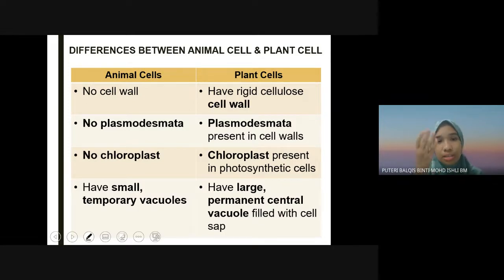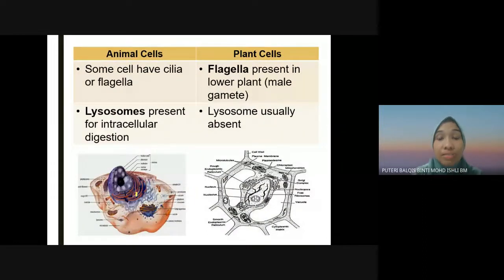Okay, so you can see these are the differences of animal cell and plant cell. We have how many? 3, 5, 9. Yeah, we have 11 differences. Each difference count as 1 mark. Setiap satu difference adalah satu markah.